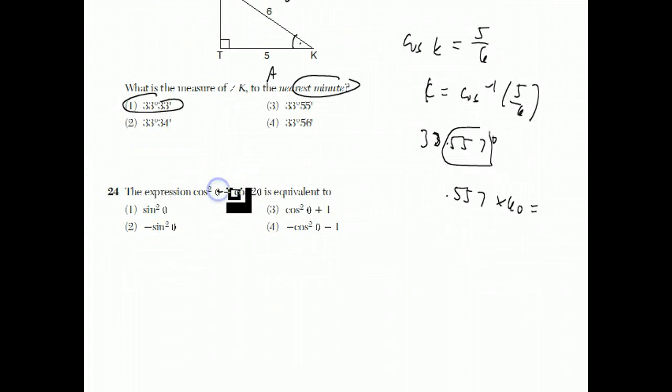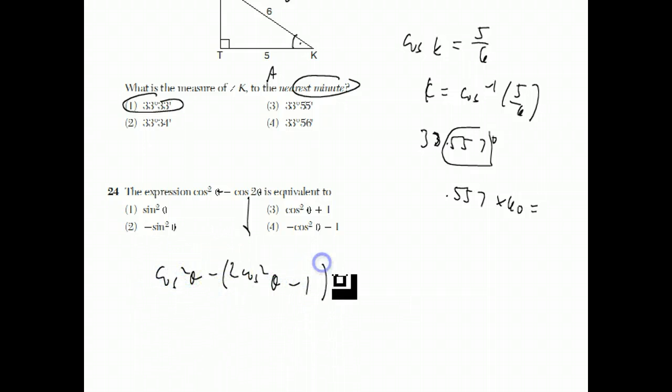Question 24. Cosine squared theta minus cosine 2 theta. Well, there are some trig identities that are actually given to you in the back of the Regents book. For cosine 2 theta, there are 3 versions of it given to you on the back. One of them is 2 cosine squared theta minus 1. So if we do cosine squared theta minus parentheses, we would get negative cosine squared theta plus 1, which is choice number 4. So that's one of the formulas given to you on the reference sheet.